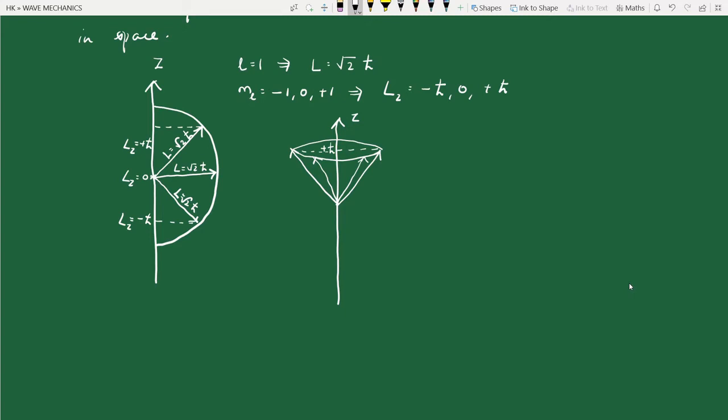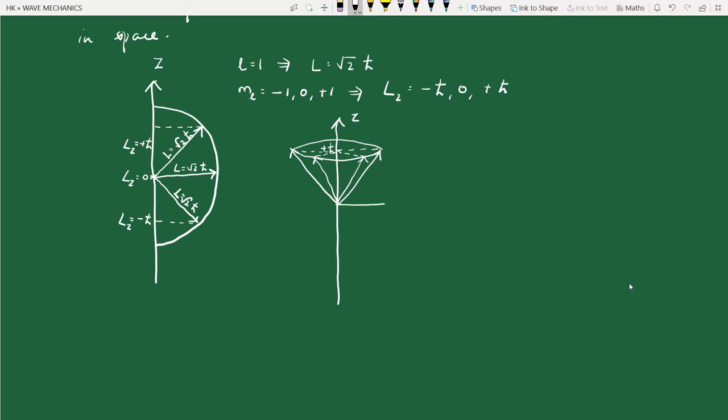So if you take projection about the z-axis, all these projections will be plus h cross. This family of vectors lying on this cone will all be making projection with respect to the z-axis, or Lz value, plus h cross. So the point is that the angular momentum vector can have a family of directions such that the projection is plus h cross. And what about the other two situations?